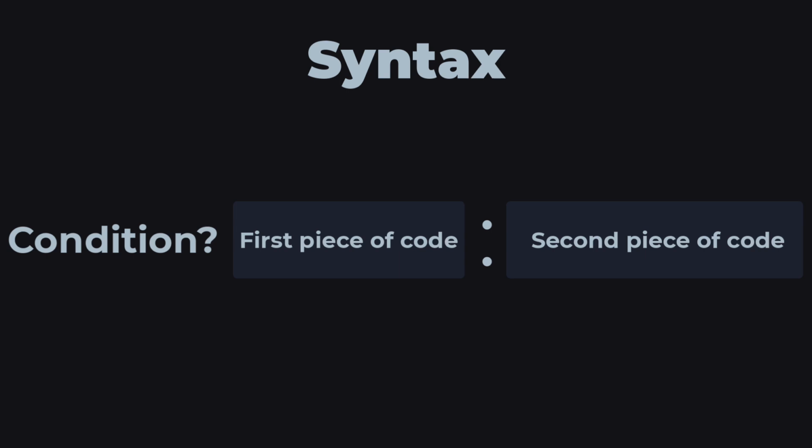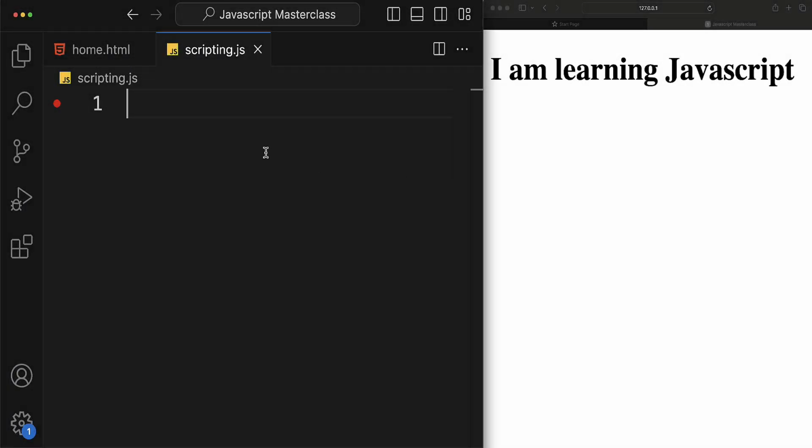Right now, let's go to our VS Code and see how we can actually put it in code and see how the ternary operator works. This on the left is my VS Code and on the right is my web browser. So let's start to understand how the ternary operator works.